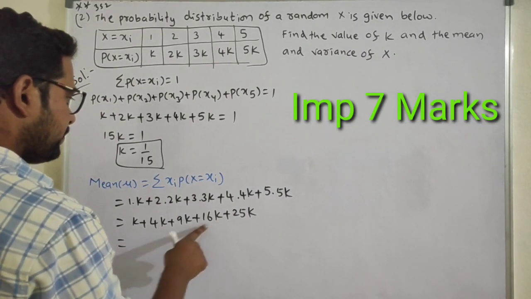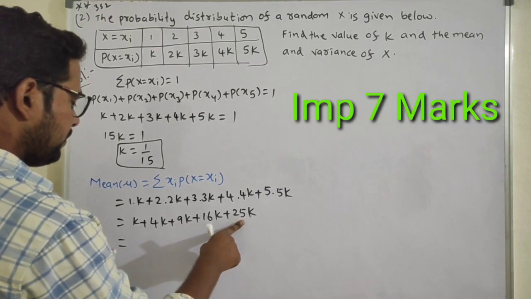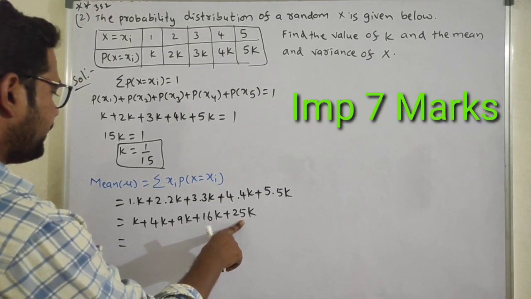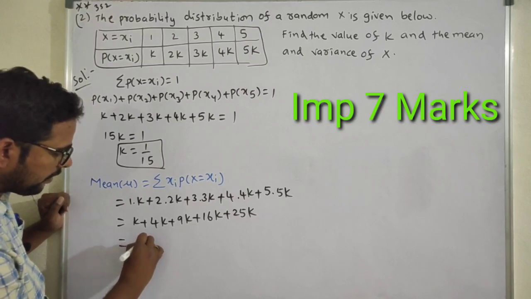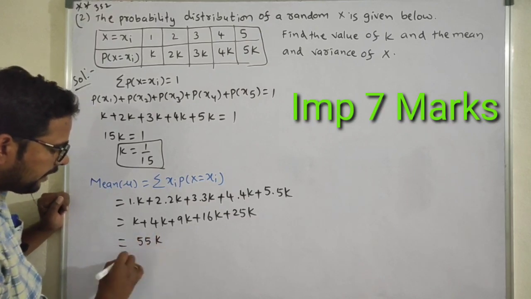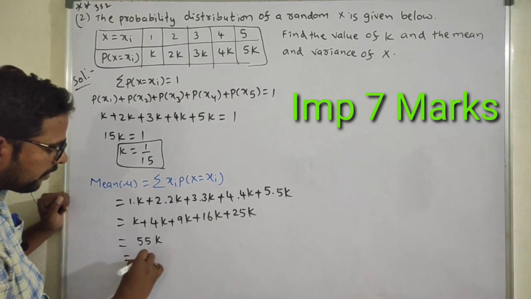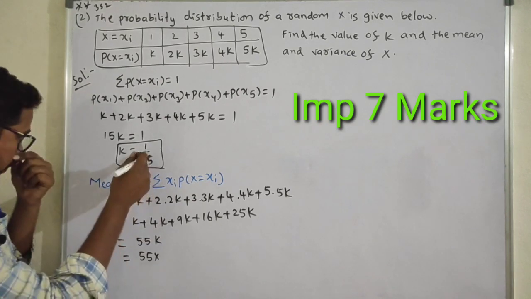So 25 plus 25 is 50, plus 5, plus 4, 55k. Mean is equal to 55k. But we know the value of k. What is the value of k? k is equal to 1 by 15.